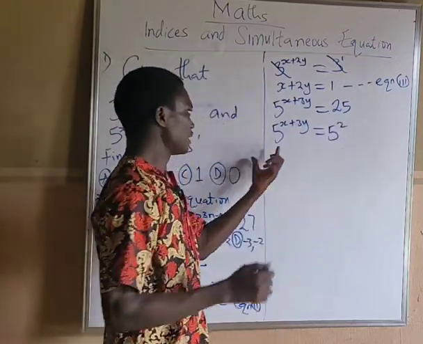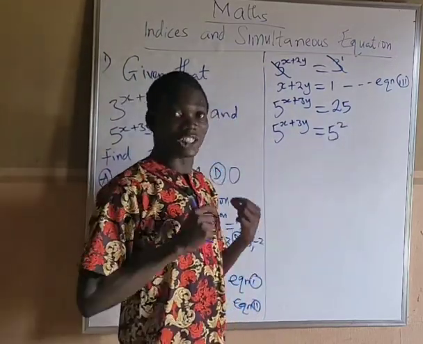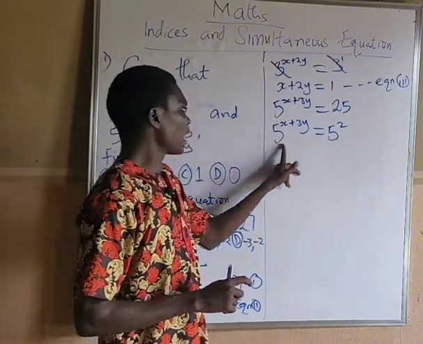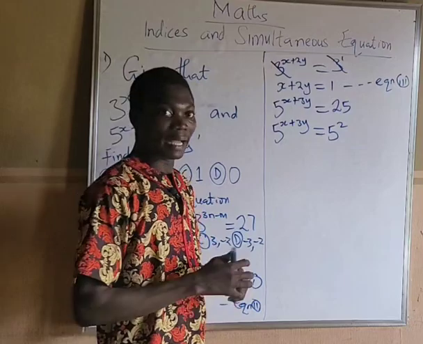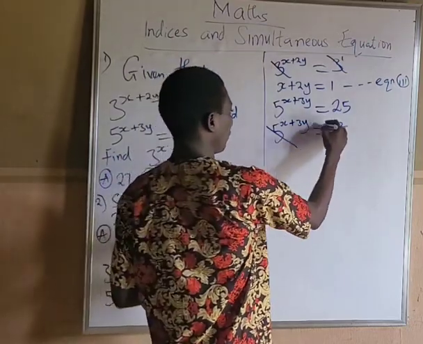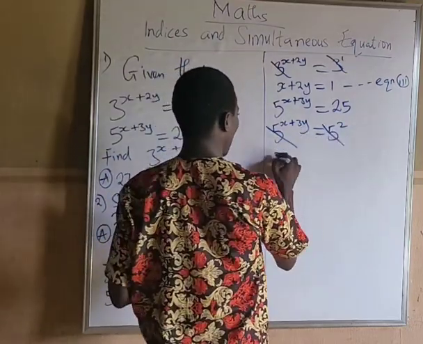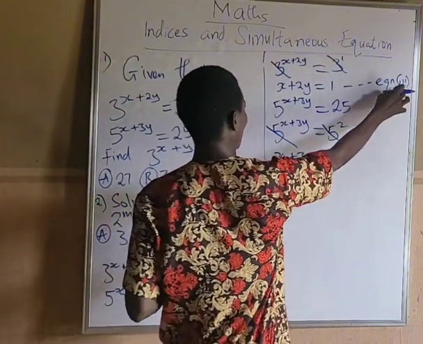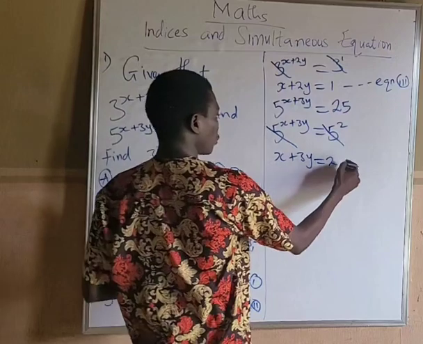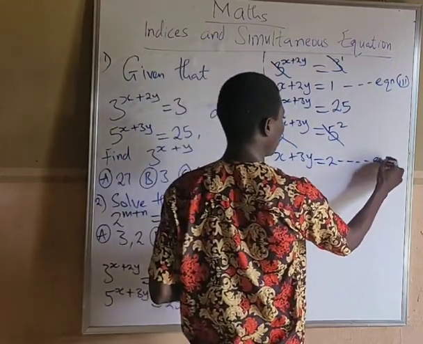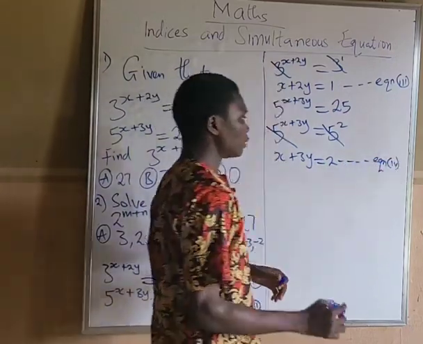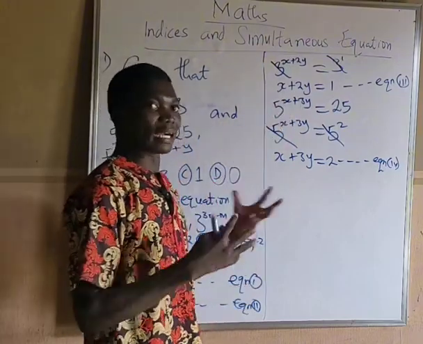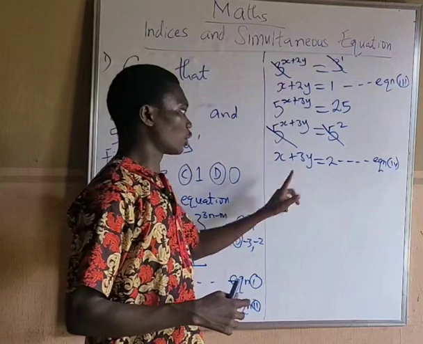Doing this, you could see that the base and the base are now the same thing. Okay? The base and the base are the same thing. Then the base can cancel the base, leaving the power behind. So if the base cancels out the base, we are left with the power, which is x plus 3y equals 2. Then, since I took this one to be equation 3, let's take this one to be equation 4.